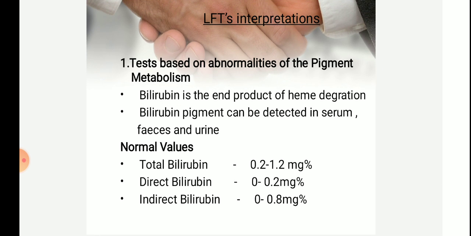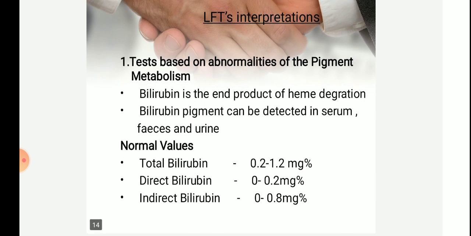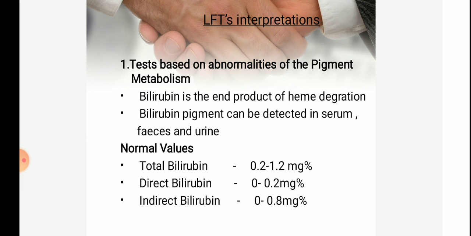So, interpretation of LFTs. Tests based on abnormalities of the pigment metabolism. We'll start off with bilirubin. Bilirubin is the end product of heme degradation. Bilirubin pigment can be detected in serum, feces and urine. It is the commonest test being written by the physician. The normal values, just to brush you up with the basics: total bilirubin 0.2 to 1.2, direct up to 0.2, indirect up to 0.8 milligrams percentage.